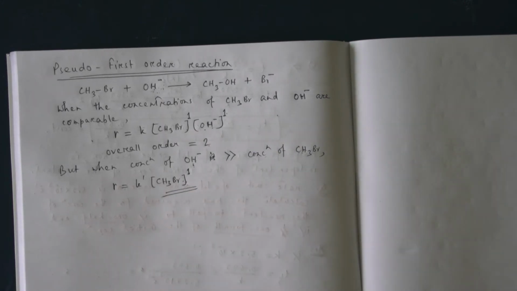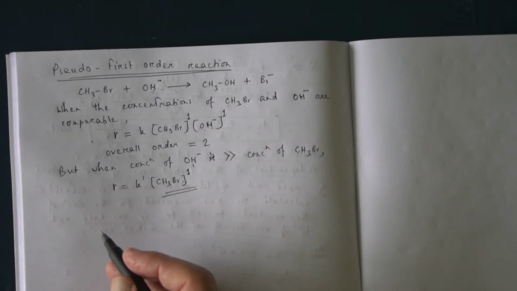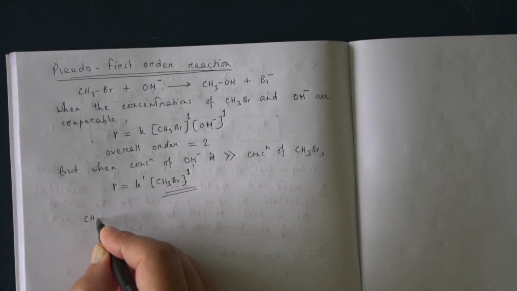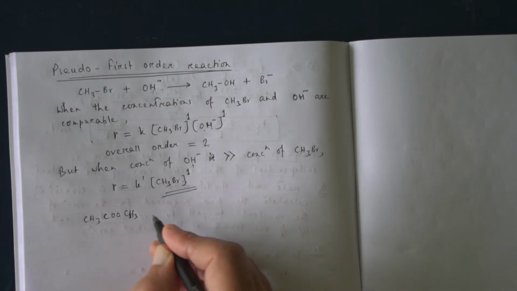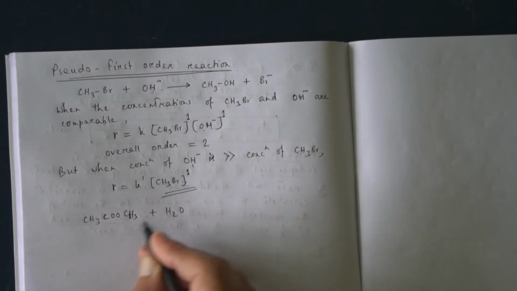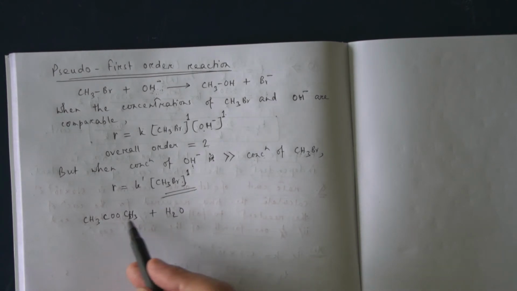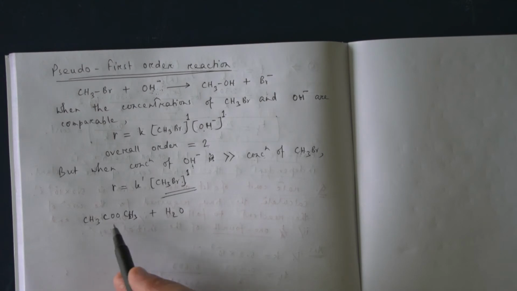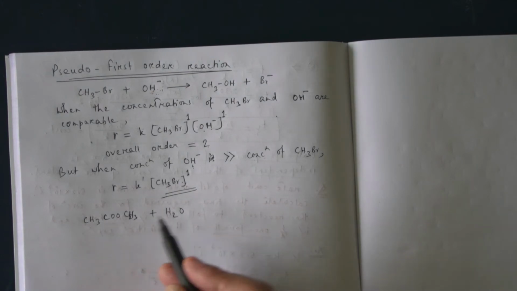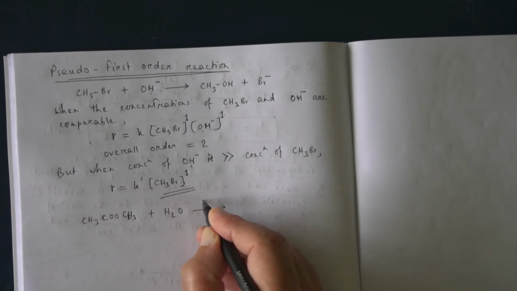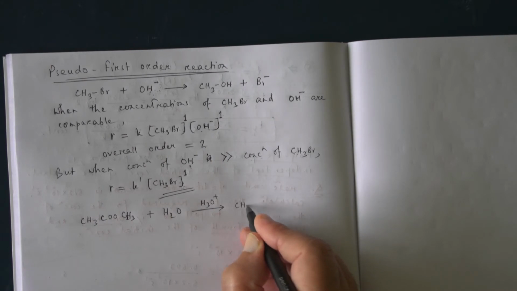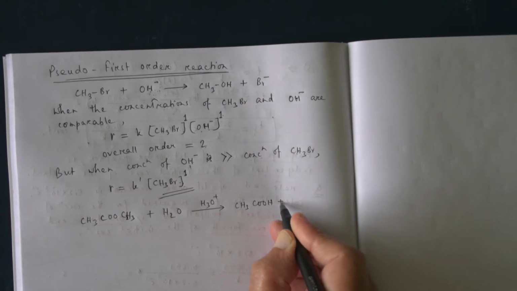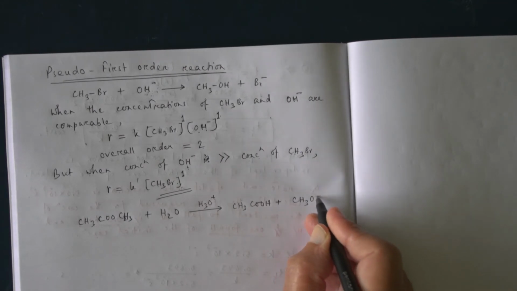So this is one example. Similarly, if you consider another reaction, suppose this. CH3, this is ester, CH3. So methyl acetate. This is methyl acetate, ester, in presence of acid. So what we get? We get acid and alcohol.